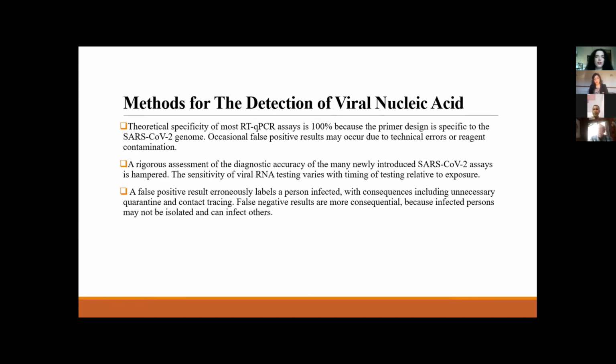Occasional false positive results may occur due to technological errors or reagent contamination. A rigorous assessment of the diagnostic accuracy of the manually introduced SARS-CoV-2 assays is hampered. The sensitivity of viral RNA testing varies with timing of testing relative to exposure. A false positive result erroneously labels a person infected, with consequences including unnecessary quarantine and contact tracing. False negative results are more consequential because infected persons may not be isolated and can infect other persons.